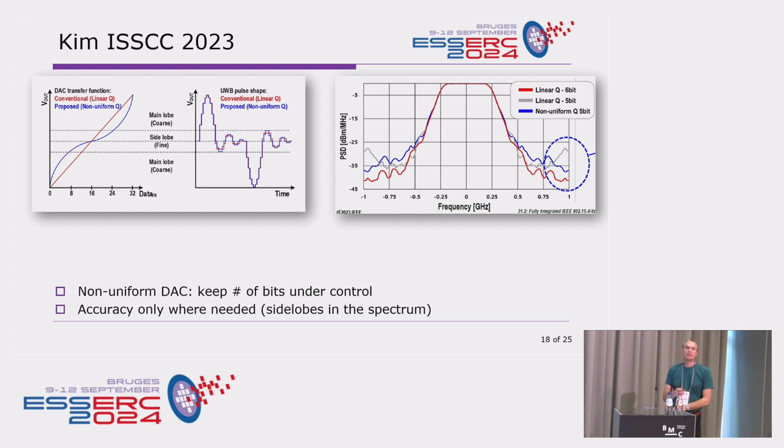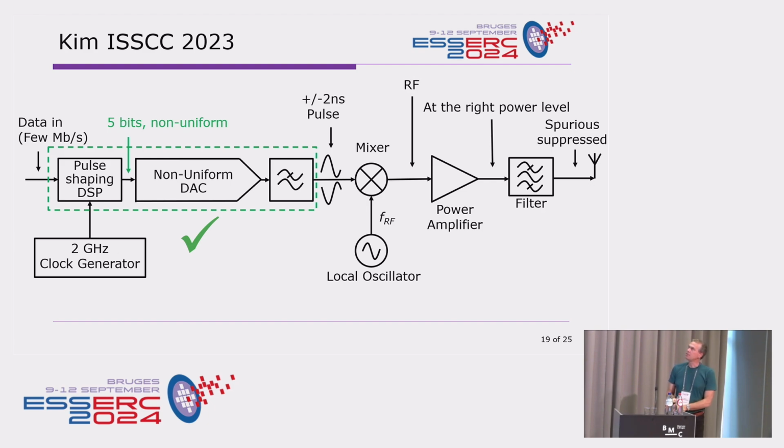So we've eliminated one bit, and in general, understand your application and tailor your DUC to it. As Chris told you, making competent DUCs, some people spend a lifetime doing that. And we make accuracy only where needed. And in this case, it's the side lobes in the spectrum. So again, what happened? Well, the pulse shaping DSP, the non-uniform DUC. So now we've lowered the number of bits required here, again, to save power and to save digital overhead.